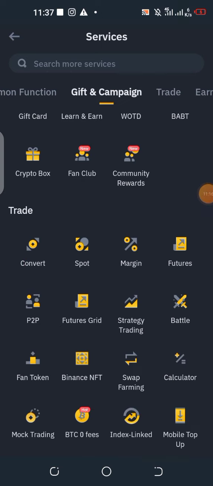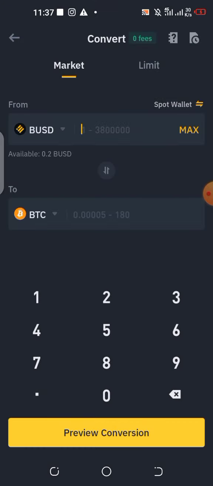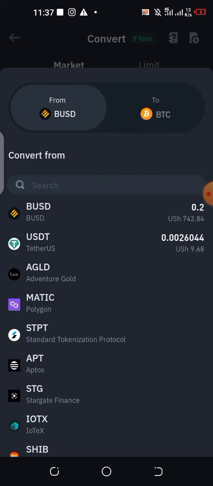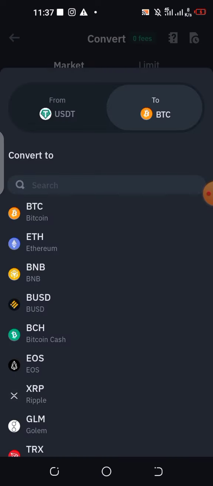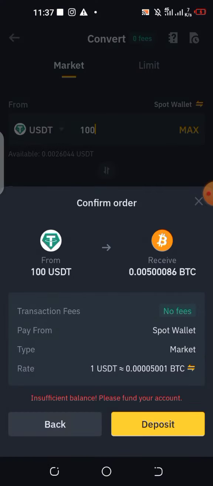After that, you go to convert, then you convert your USDT. I'm doing a simulation, you understand? I'm not engaging in a live trade, I'm just showing you what to do. So you convert your USDT to BTC, right? You put like 100 USDT, then you preview conversion, and if you have money, you will have converted your USDT to BTC. So you'll be having this amount of BTC in your funding wallet.